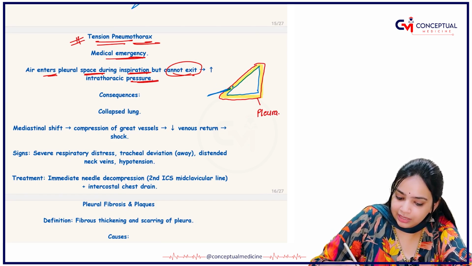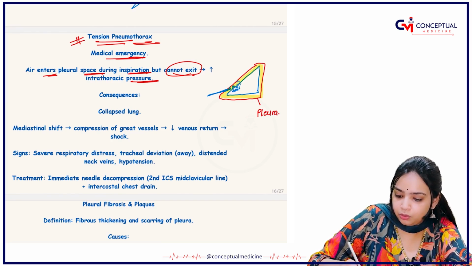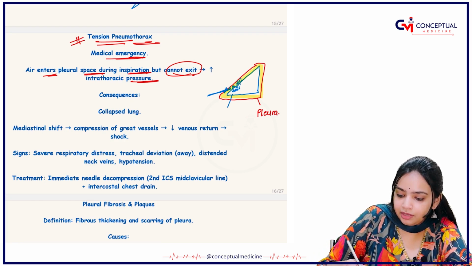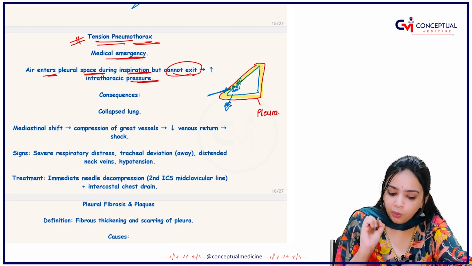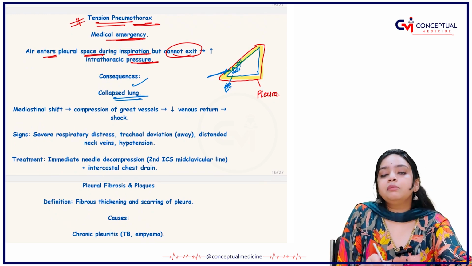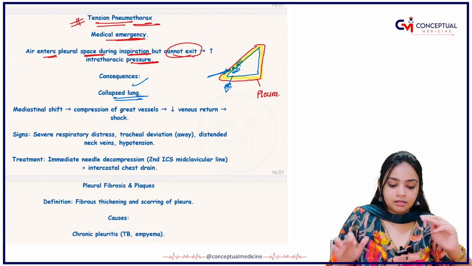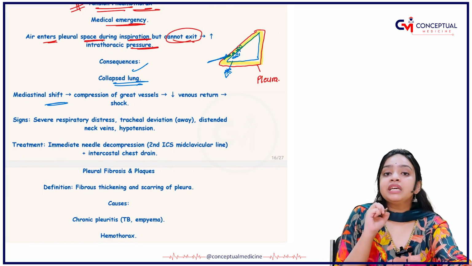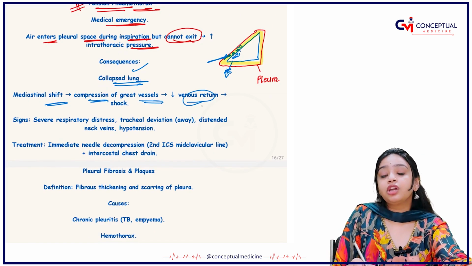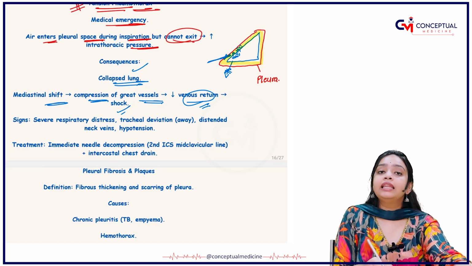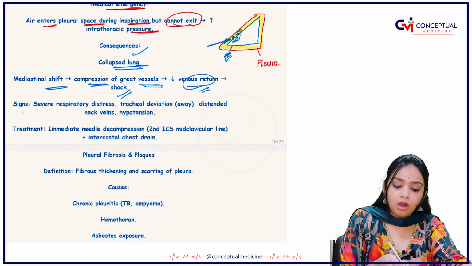So the air is entering the pleural space, but the air is not going out. The air is not going out. Why? Because maybe there are collapsed lungs. Maybe there is mediastinal shift, that is the compression of great vessels, which decreases the venous return and lands the person into shock. What are the signs?